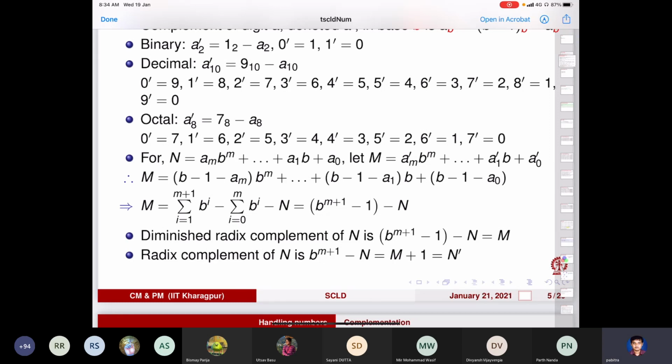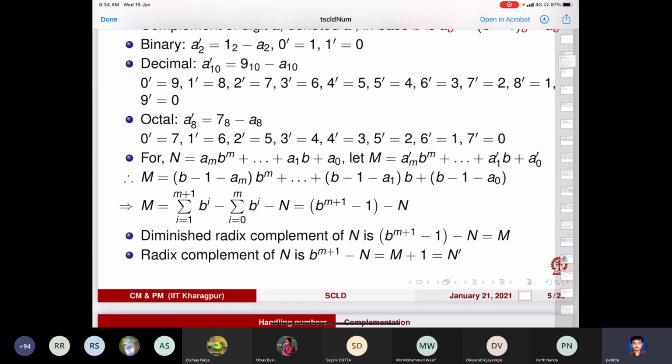Okay, so let's say I form another number m in the following way. For every digit of n, which is a_m, a_(m-1) up to a_0, for m, I just complement each of the digits. So I replace a_m by a prime m, where a prime m is the complement of a_m. Similarly, a_1 prime up to a_0 prime. I just replace it. Okay.